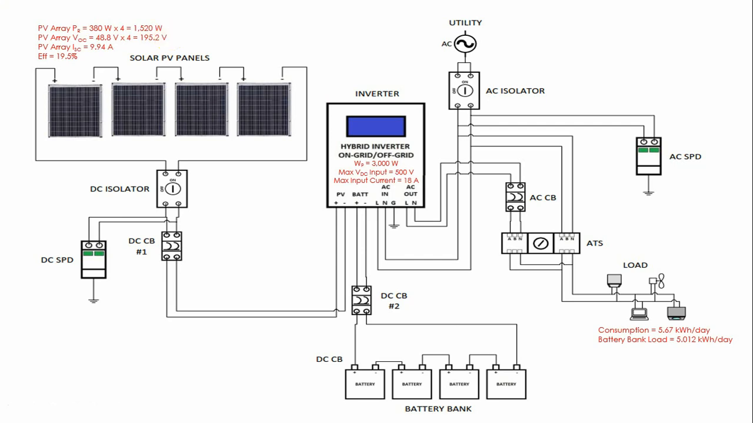In step number 4, we have chosen which appliances are to be operational during the night or during blackouts. We have computed that the total load consumption would be around 5 kilowatts right here. So in order for our battery bank to supply power to this amount of load, we need around 4 pieces of 12 volt battery rated at 250 ampere hour each. And the next step is to compute for the circuit breakers.